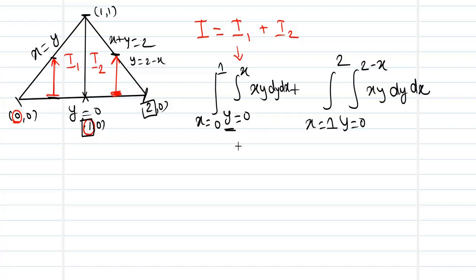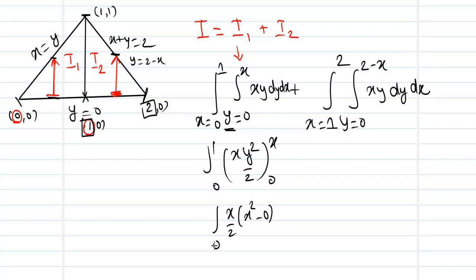Now let us evaluate this. x is a constant temporarily when you integrate with respect to y. y on integration is y square by 2 between the limits 0 to x. Still to be integrated 0 to 1, x by 2 is a constant. Applying the upper limit for y, it gives you x square minus 0. Now integrating with respect to x, x cube on integration gives you x to the power of 4 by 4. Already a 2 is here, so 0 to 1. So this gives me the answer as 1 by 8. So the value of my integral number 1 is 1 by 8.